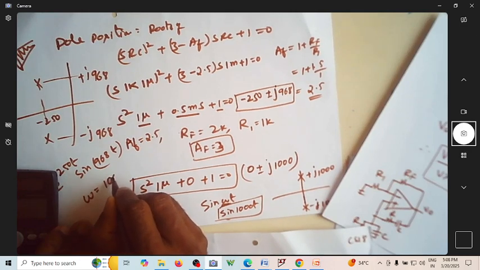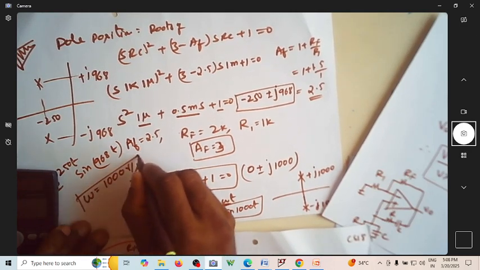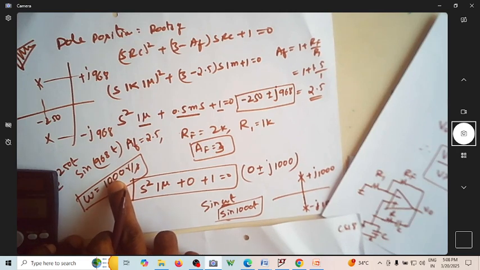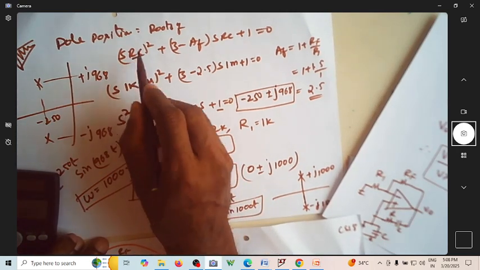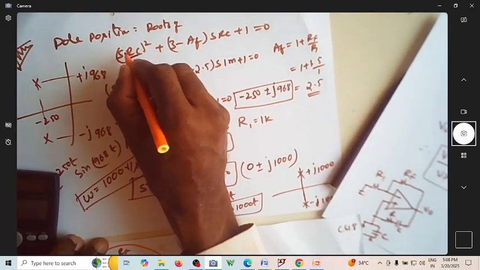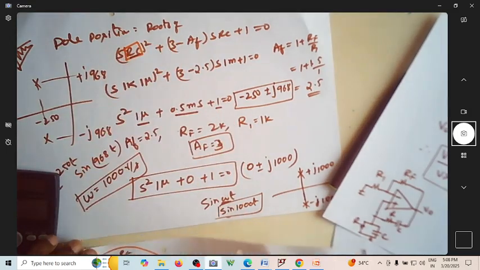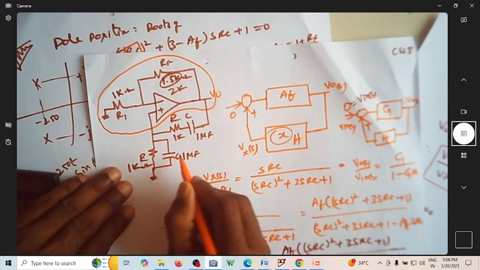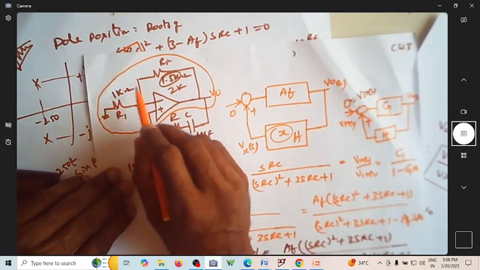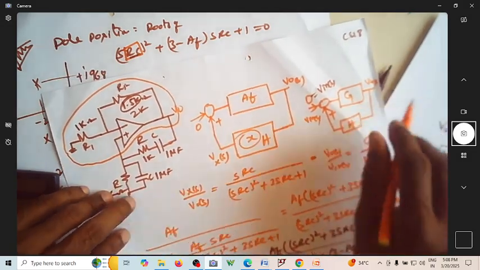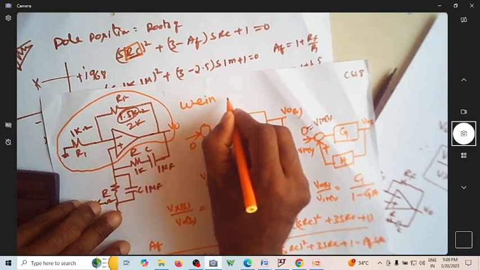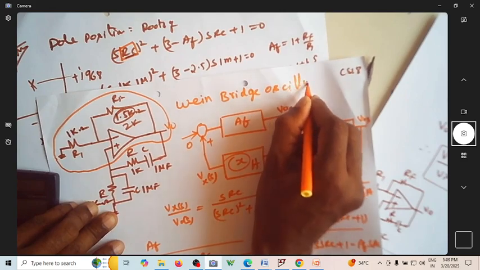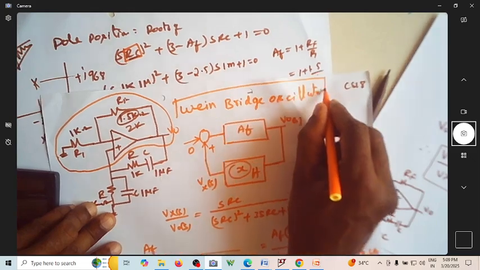This is omega, 1000 radian per second. This is the frequency of oscillation, and it is coming from this RC, correct? So this RC will decide the oscillating frequency. That means the oscillating frequency is decided by this R and this C. When it will oscillate is decided by this R1 and RF. So this is the Wien bridge oscillator. This is the analysis of the Wien bridge oscillator.